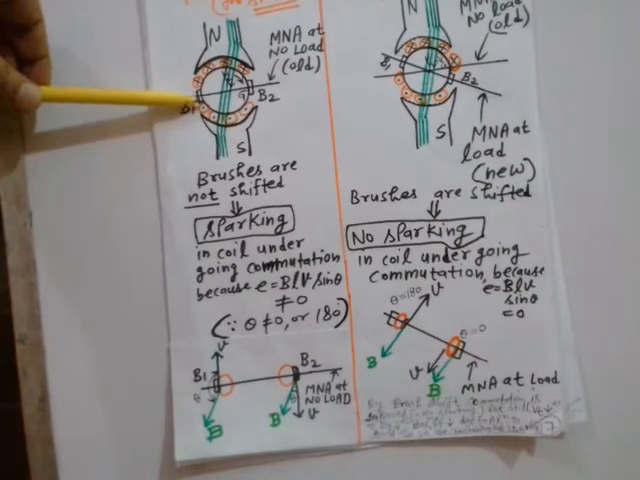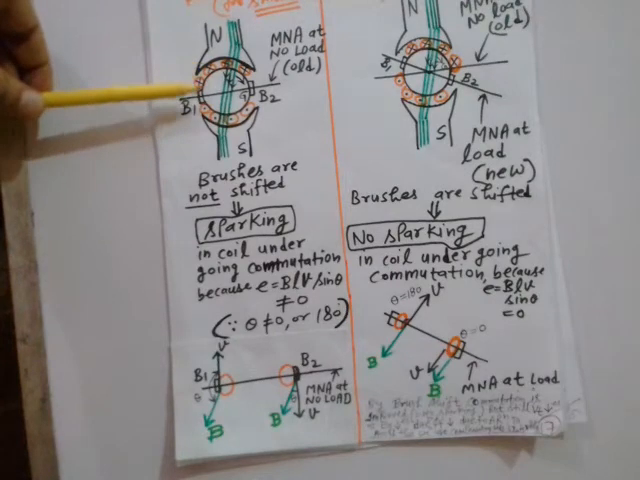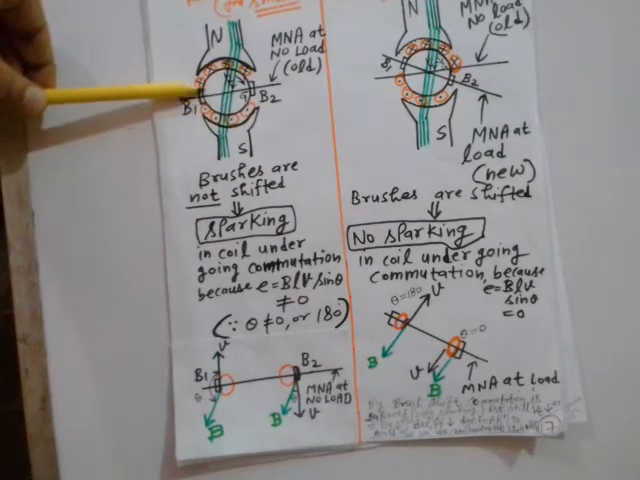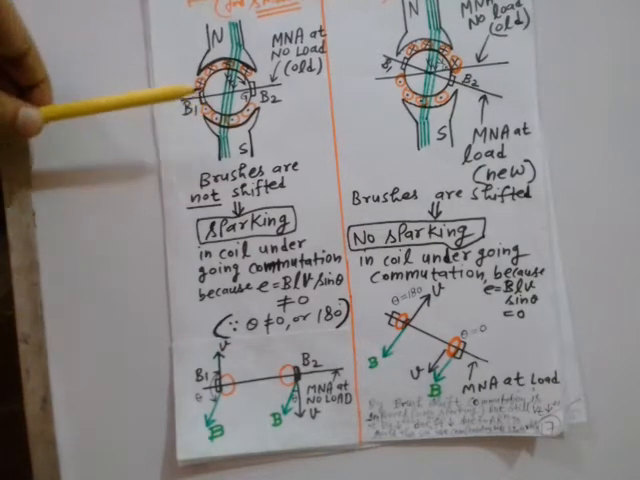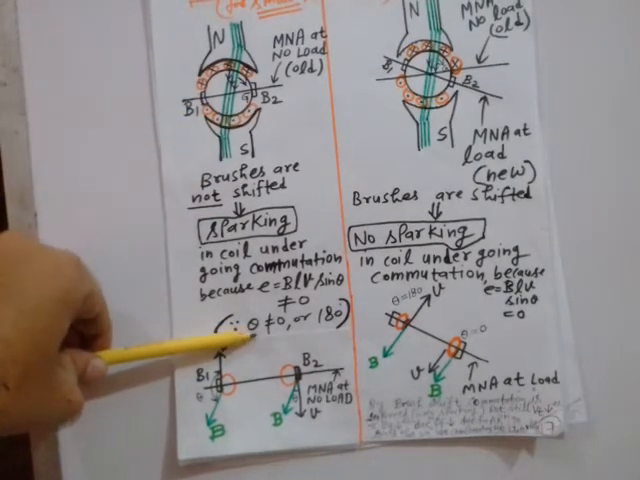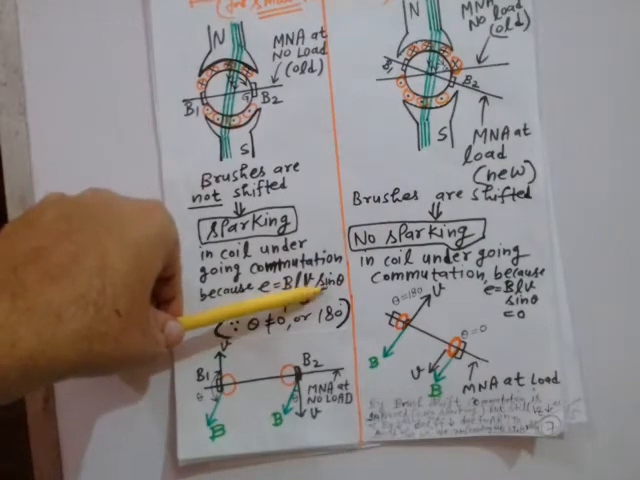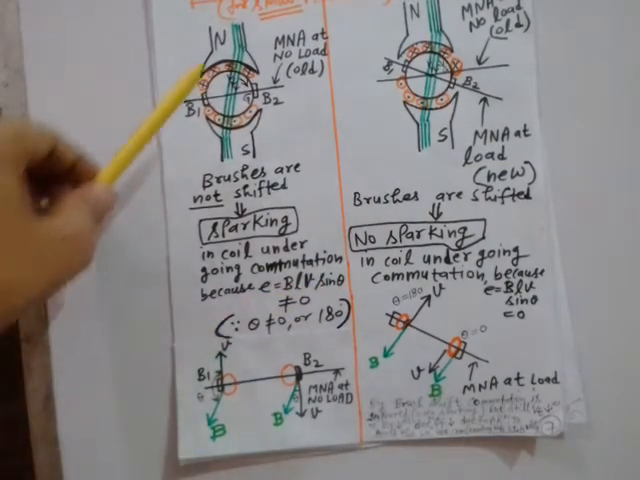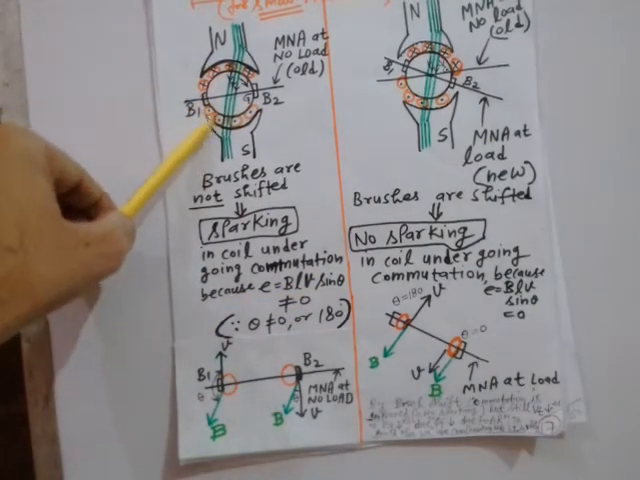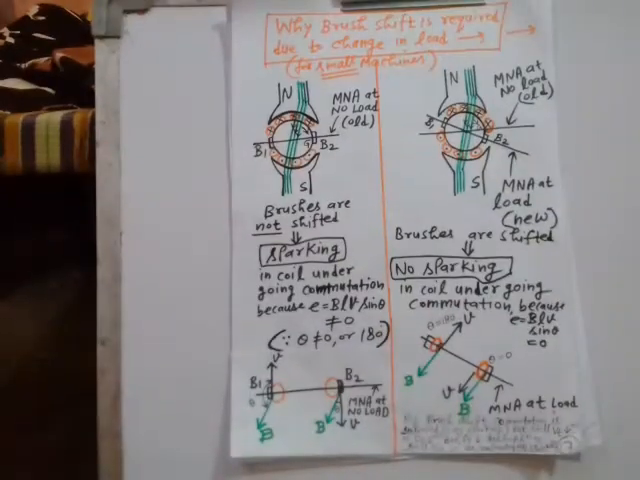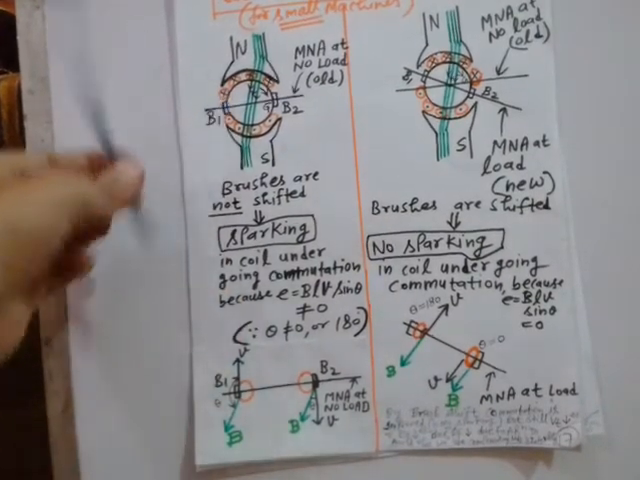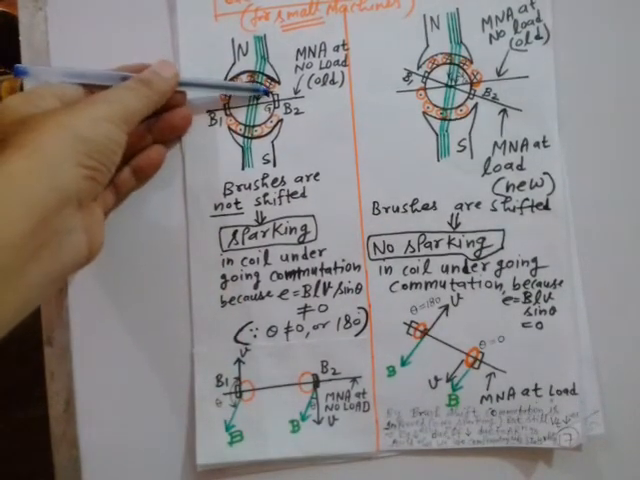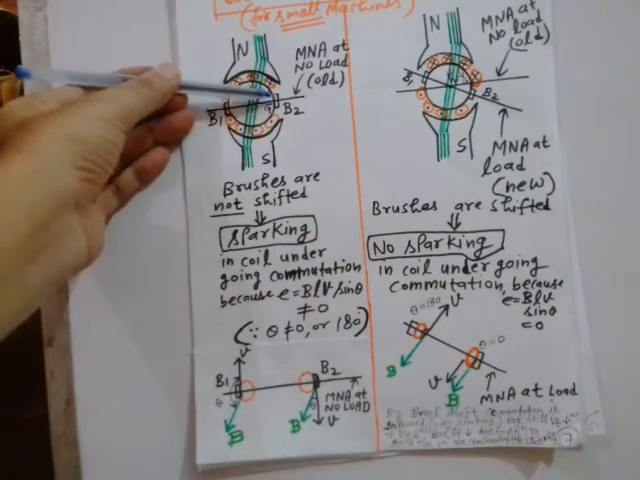So when it will cross this axis and come under the influence of north, and when it will be shorted by this brush width, definitely this particular coil will give a sparking because it is having some rotational voltage. E = BLv sin theta is not 0, right, for this coil nearest to this brush. Now, you understand?